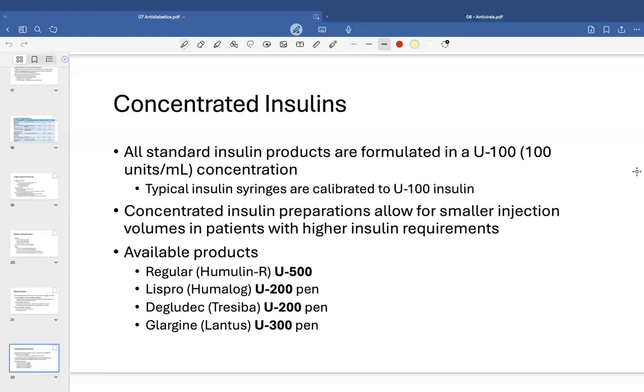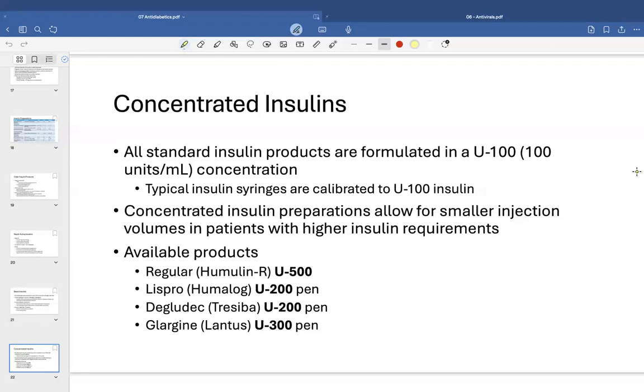The exception is with concentrated insulins. Now, there are a couple of products that are available as either U200, meaning it's 200 units per milliliter, U300, which is 300 units per milliliter, or U500, which is 500 units per milliliter. These are only reserved for patients with extreme insulin resistance. For every 100 diabetics you're treating, 99% of them will do just fine on U100 insulin.